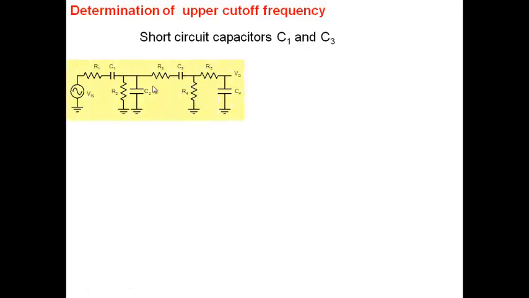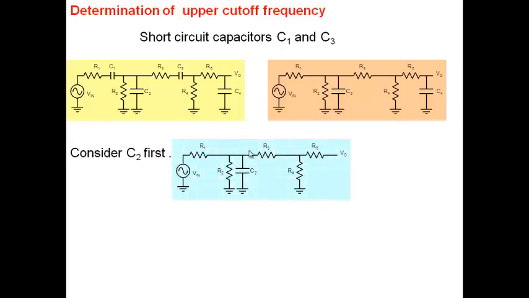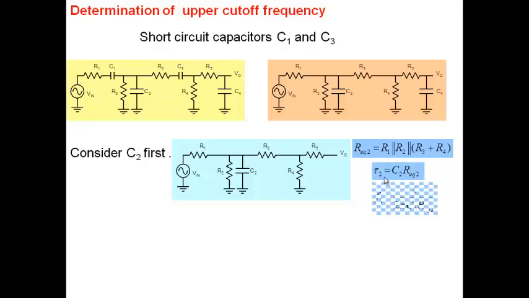Okay. All right. For the upper cutoff frequency, all the high pass capacitors are first shorted, C1 and C3. We take C1 and C3, all those high pass capacitors are shorted here. Then we take each capacitor at a time. We take C2 and then we open circuit the other one. And then we take this one and then we open circuit this one here. So consider C2 first, open circuit this one, calculate your R equivalent, time constants, 3 dB frequency.